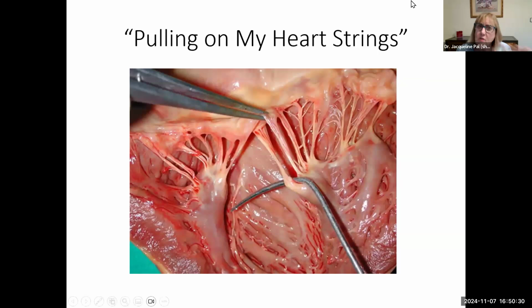Have you ever heard that saying, pulling on my heartstrings? Well, your chordae tendineae are the heartstrings that they're talking about. So yes, the chordae tendineae do pull on the tricuspid valve and the mitral valve, but they're not pulling on them to open them. They're pulling on them to help keep them from opening.